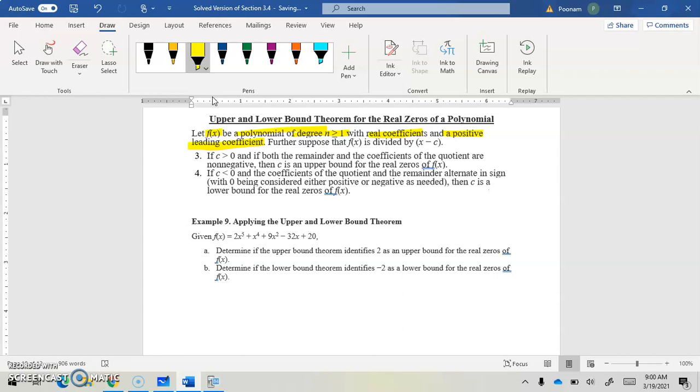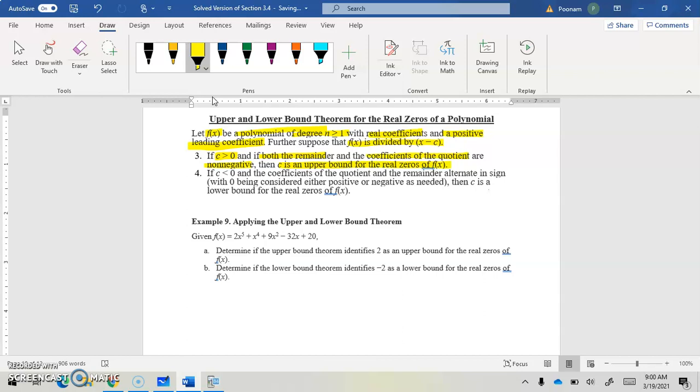Suppose further that f of x is divided by x minus c. If c is positive and both the remainder and the coefficients of the quotient are all non-negative, then c is called the upper bound of the real zeros of the function. That means all the zeros will be less than c.